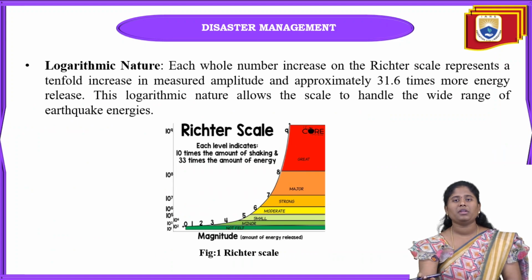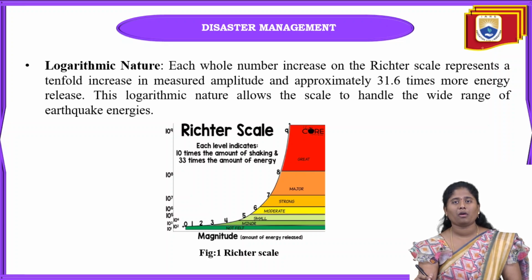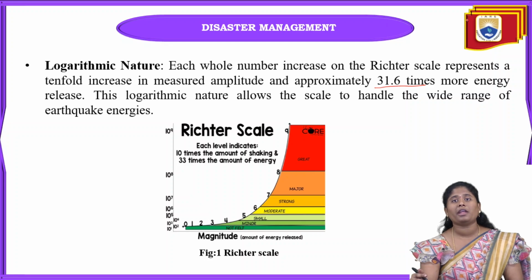Next one is logarithmic nature. Here we are going to calculate the earthquake magnitude using the Richter scale, and the calculation is in logarithmic nature. Mainly, this Richter scale represents a tenfold increase in the measured amplitude and approximately 31.6 times more energy released. So we calculate everything in logarithmic nature only.